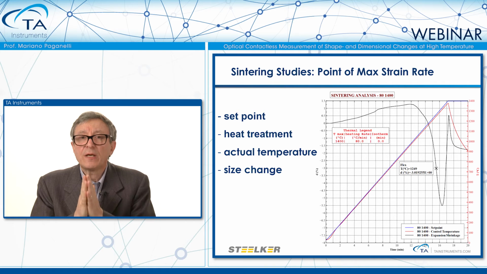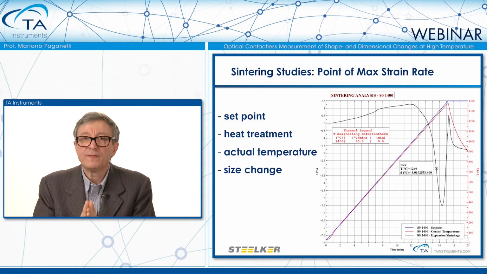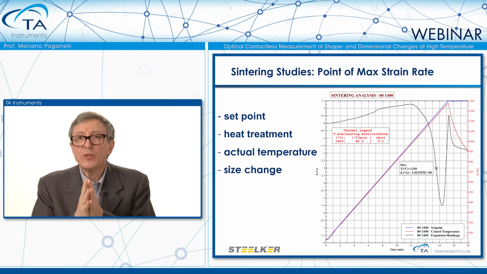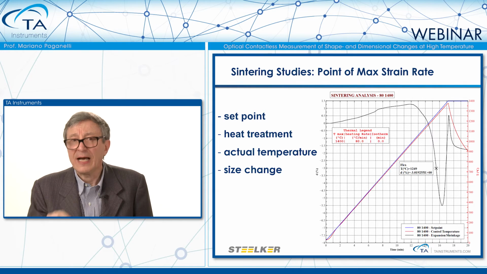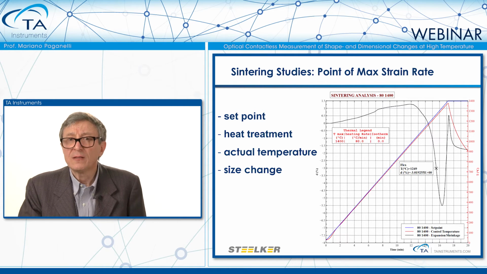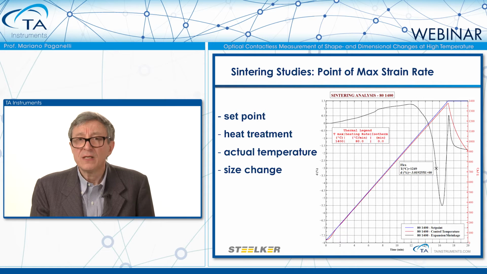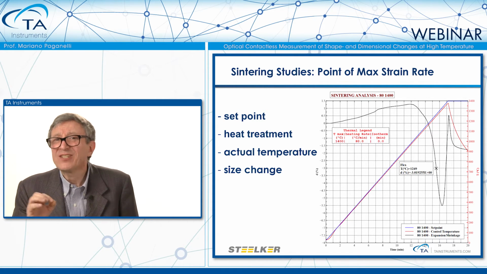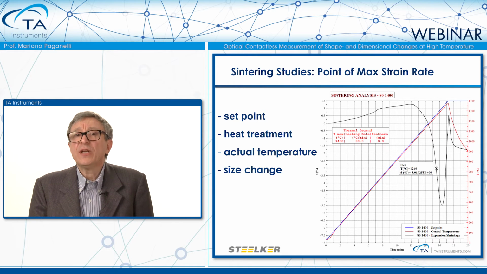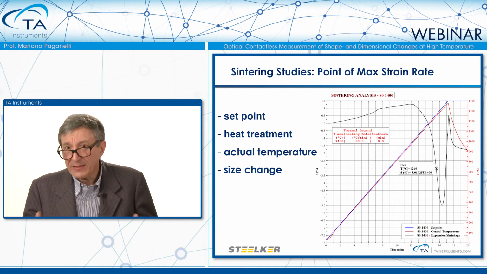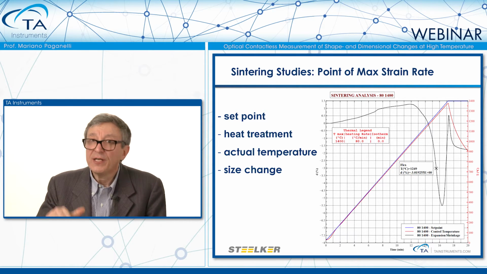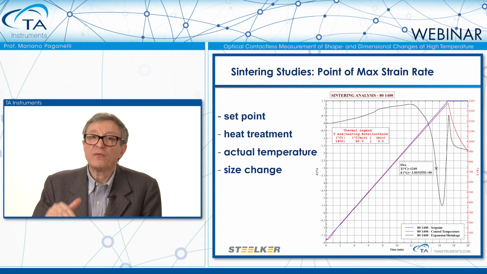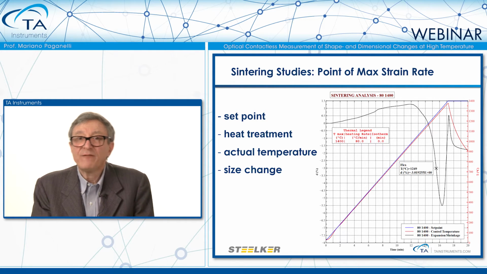Here we can clearly see in this graph that the sample is submitted to a heat treatment, the red line, where it goes up to 1400 degrees C, and then followed by a cooling. The red line is the size change of the material. It keeps rising, so expanding, up to about 1000 degrees C, and then it starts rapidly shrinking, reaching a point of minimum dimension. Immediately after, it starts swelling.